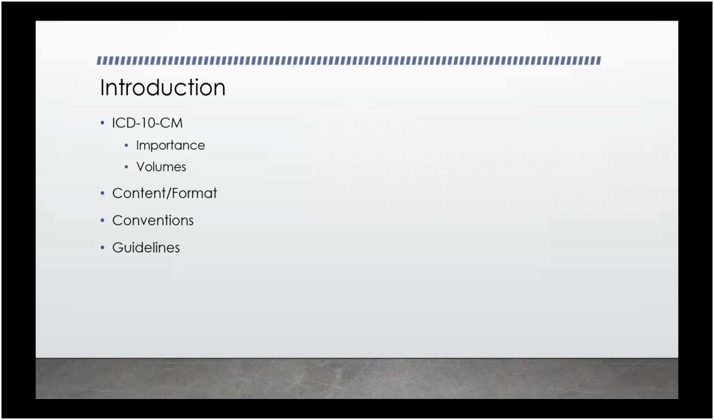And there are actually 3 volumes for ICD-10. We only utilize 2 in the outpatient. Volume 1 is our tabular. Volume 2 is our alphabetic index to diseases. And Volume 3 is ICD-10-PCS, the procedural coding system. It used to be located in ICD-9.